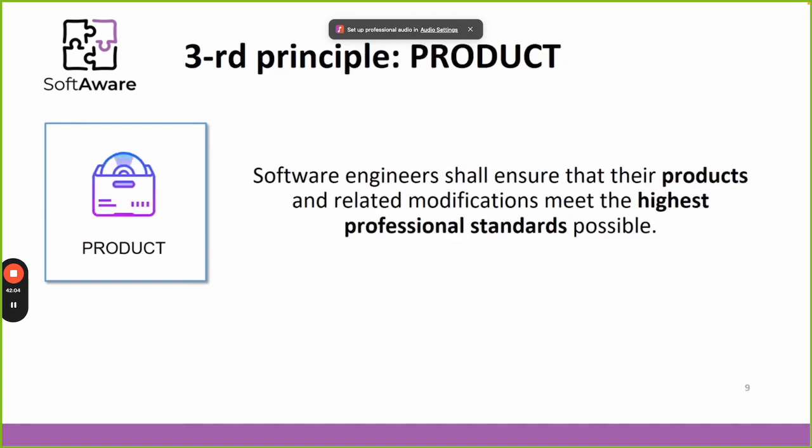Another principle is product. Software engineers shall ensure that their products and related modifications meet the highest professional standards possible. As a software engineer, you need to strive for a high quality, acceptable cost, and a reasonable schedule. Also, you should ensure adequate testing, debugging, and adequate documentation.